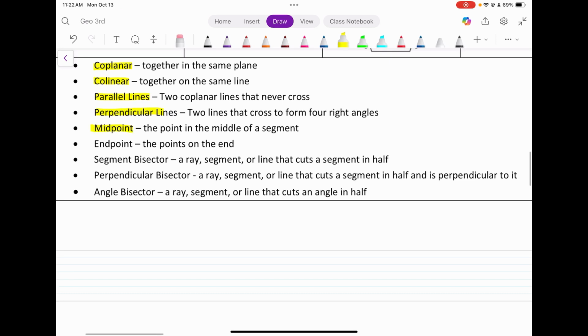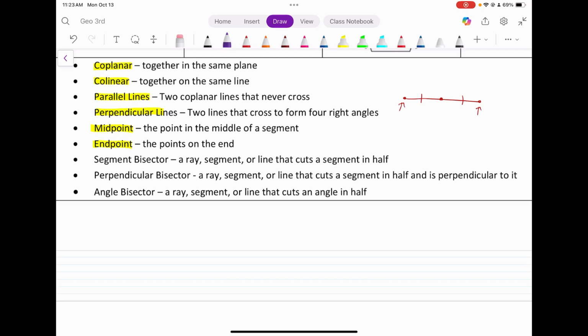Midpoint is simply the middle point of a line segment. It must be a segment in order to have a middle. But anytime you have a line segment, the point right in the middle, we call the midpoint, meaning that this distance and this distance would be the exact same length. The 2 points on the end of a line segment, the next definition is called the endpoints. That's just the point simply on the end of the segment.